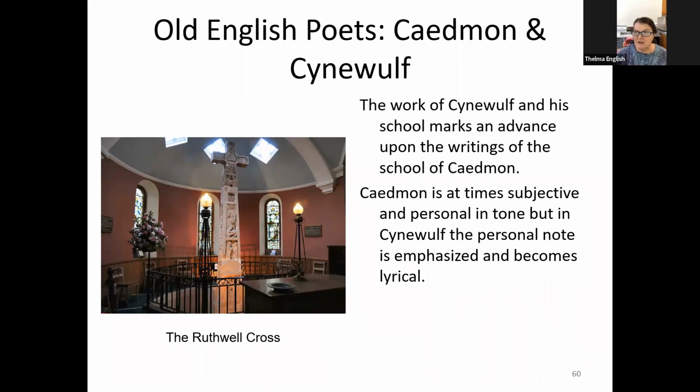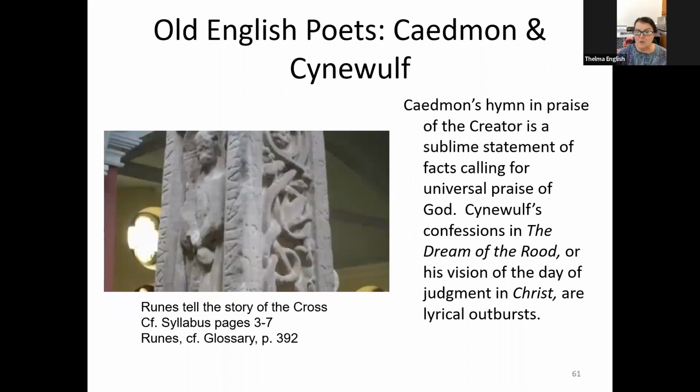And here is a really good image of the Ruthwell Cross inside the Ruthwell Church, with runes inscribed up and down and set so that people can't actually touch it, but everyone can see it. The runes tell the story of the cross on one side. The pictures simply show the story, because during the time of Caedmon, during this early time, many people were illiterate.